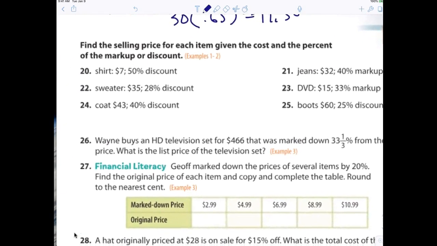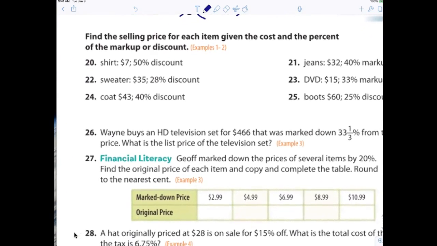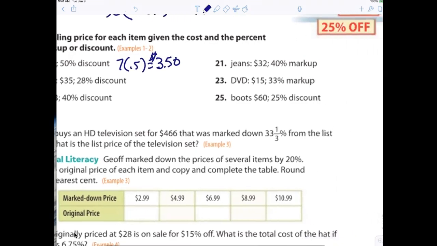Now it says find the selling price. If the shirt costs $7, you discount it 50%. Now listen to me carefully. Are you going to add it or are you going to subtract it if it's a discount? That's right. So normally you pay 100%. So now you're subtracting what? And when you do 100 minus 50, yes. That's right. 7 times 0.50, which is $3.50. Good. All right, 21.